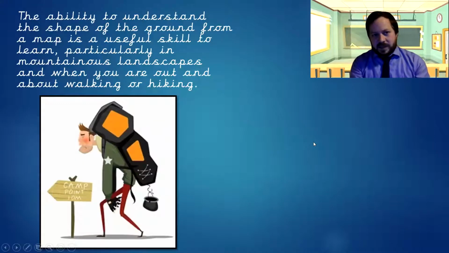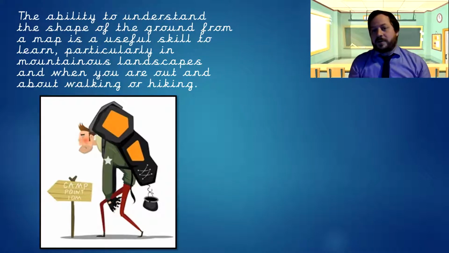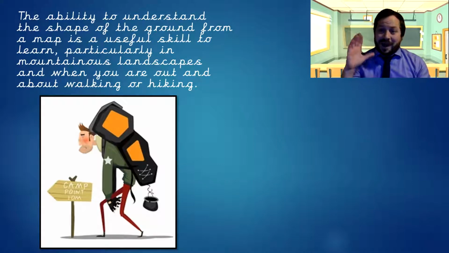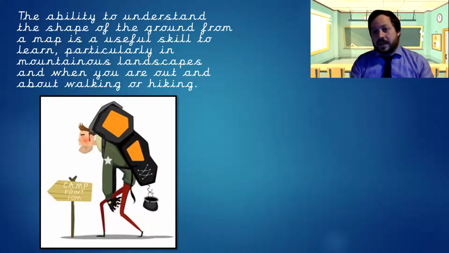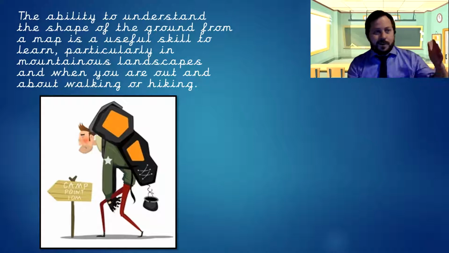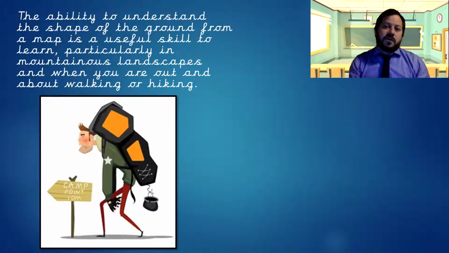So, the ability to understand the shape of the ground from a map is a really useful skill to learn, particularly when we're looking at mountainous landscapes and when you're out and about walking or hiking. Because whether a walk might be hard or not could depend on whether we're going uphill or downhill or whether the ground is level. Even when we're cycling, it's useful to know because if you plan your entire route and the entire thing is uphill, it's much harder work than if the entire route was downhill. So it's a very useful thing to be able to tell from looking at a map.